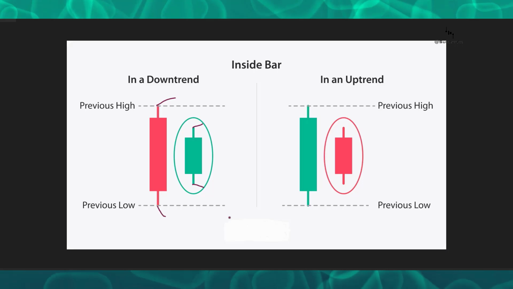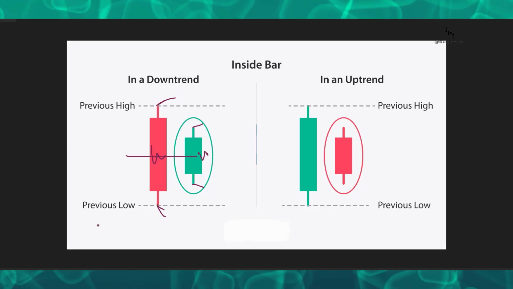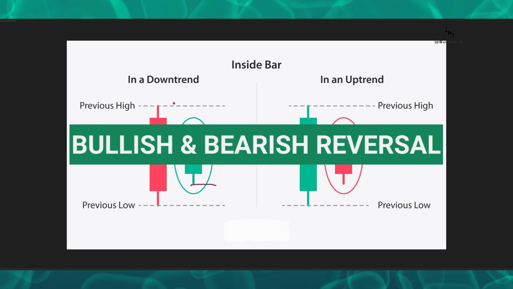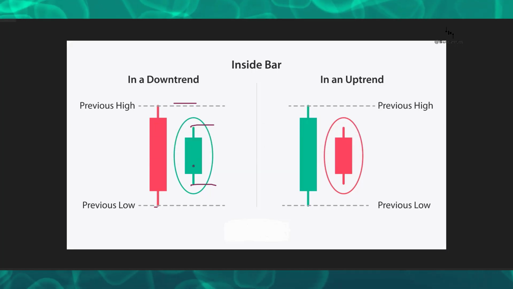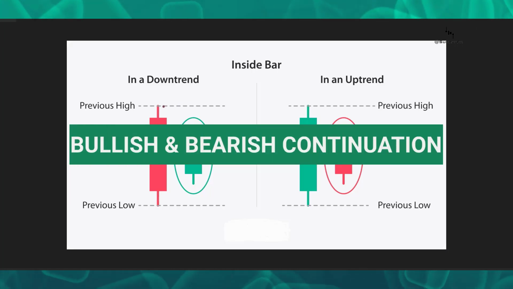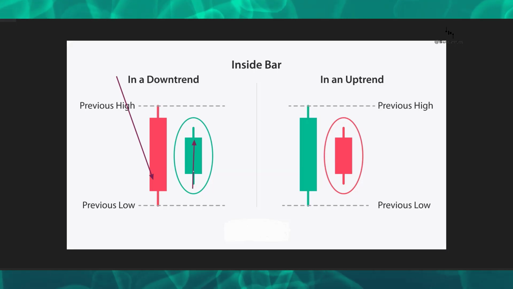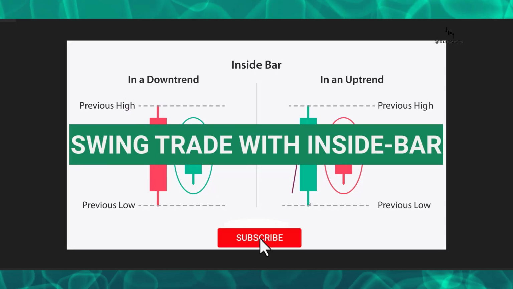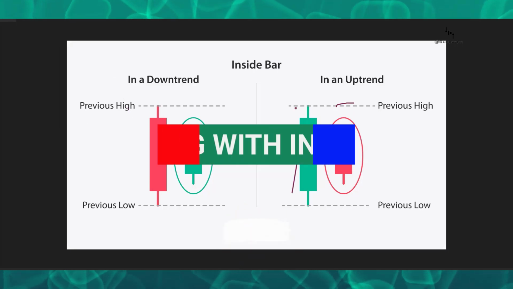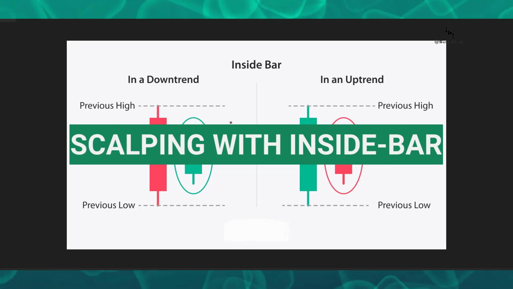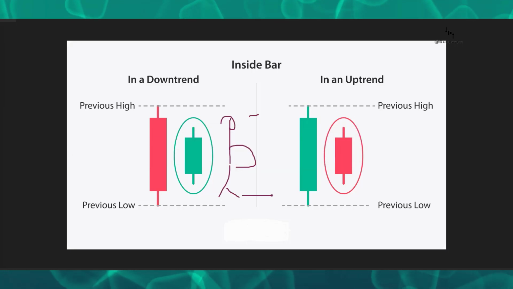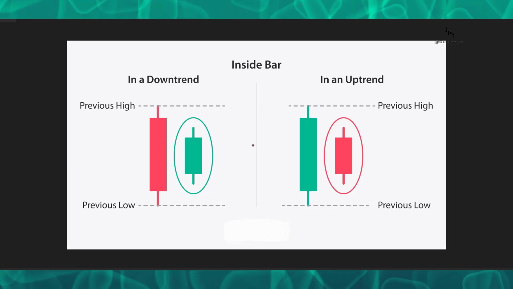This is going to be a lengthy series. I'm going to teach you how to trade inside bar for bullish and bearish reversal. I'll also show you how to trade inside bar for bullish and bearish continuation, how to trade inside bar as a swing trader, and also how to trade inside bar as a scalper. So it's going to be 3 or 4 videos in this series. You have to stick with the video so that you can have the full understanding on how to trade inside bars.